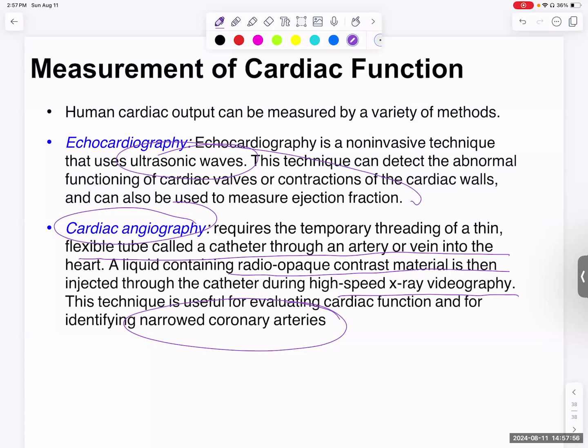More tests are being evolved to be less invasive, to still get a picture of the functioning of the heart. And then we give people advice like diet and exercise. And that's a whole other topic.